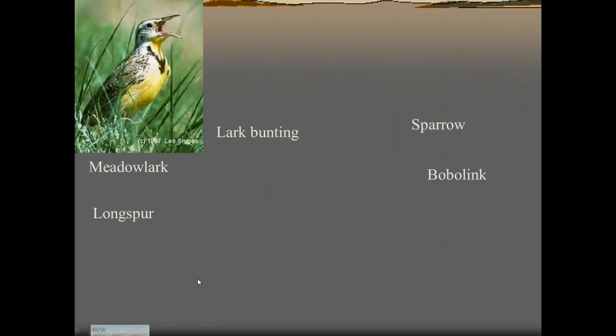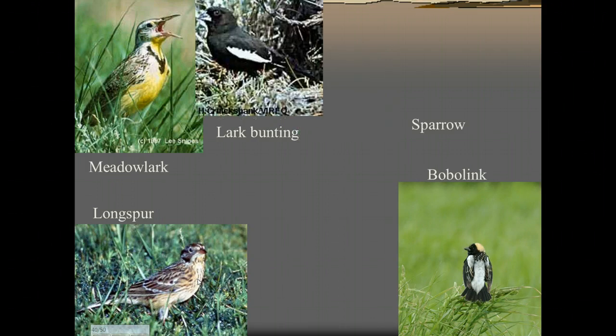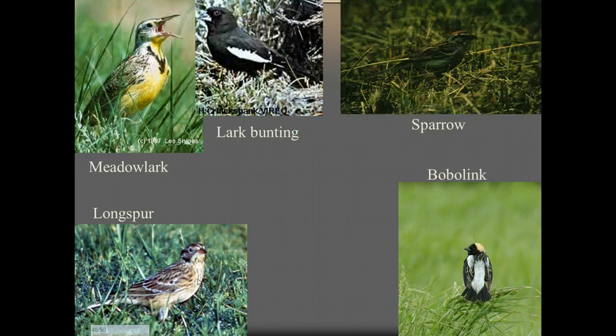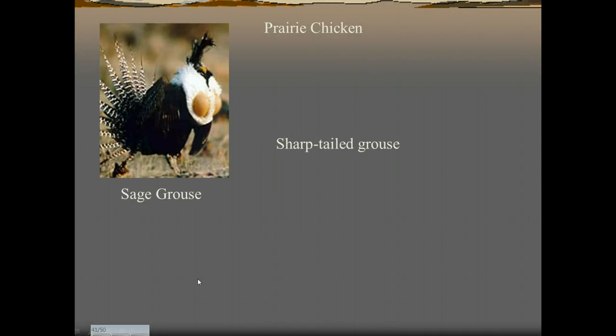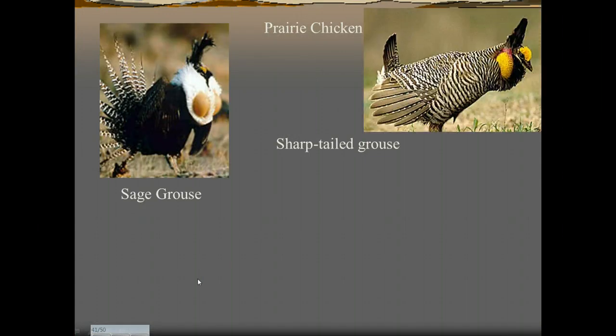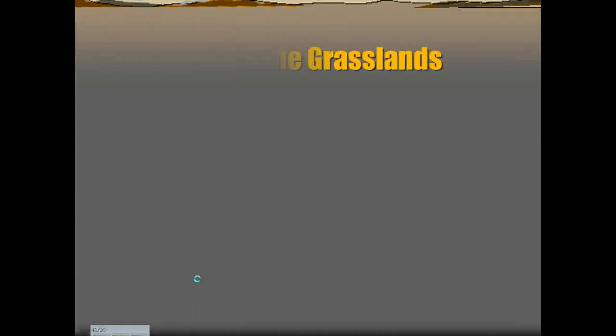Pictures of the birds, just quickly to add to your list of organisms in the prairie: the meadowlark, bobolink, sparrow, longspur, lark bunting. Okay, all just different types of birds. And you see how they kind of blend nicely into the short grasses that exist there. Okay, continuing with the birds there, the sage grouse, look at the difference, a little bit bigger here. And then the prairie chicken, and then the sharp-tailed grouse.